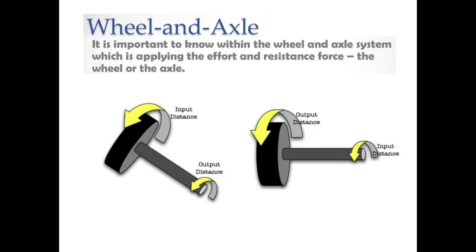So my mechanical advantage is going to be less than 1 when I'm using the wheel and axle where I have the resistance force on the wheel, my effort on the axle, and it's going to be greater than 1 if I have my resistance on the axle and my effort on the wheel.